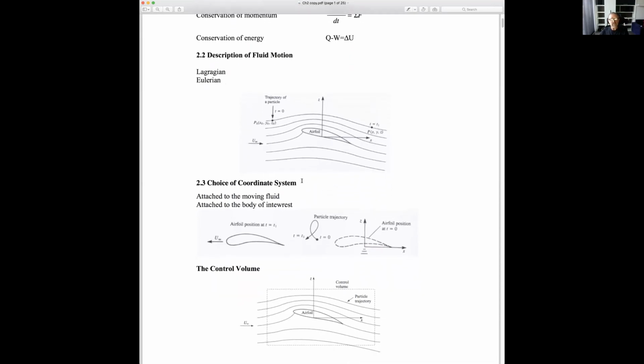The next question is choice of coordinate system. Here's the situation. If I choose a coordinate system which is staying on the ground, and then the airfoil moves, this is where the airfoil was, and this is where the airfoil is now. I try to use the Lagrangian approach, and I'm looking at a particle. So this fluid particle did some kind of a loop like that.